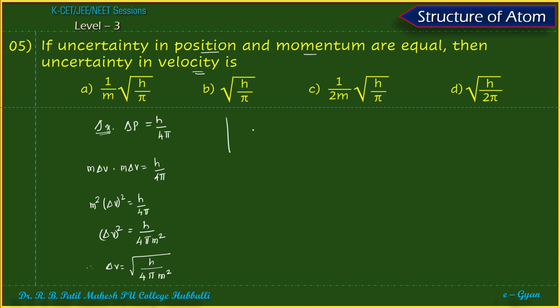Therefore, uncertainty in velocity we can write it as: root of 4 is 2, that is 1 divided by 2 outside. Root of m square is m, that is 1 divided by m, take it outside. What is left inside the square root is h divided by pi. So 1 divided by 2m square root of h divided by pi is the correct option for question number 5. If uncertainty in position and momentum are equal, then the uncertainty in velocity is 1 divided by 2m square root of h divided by pi.